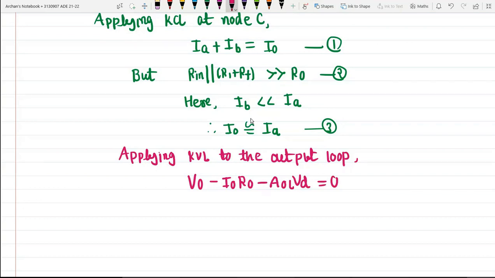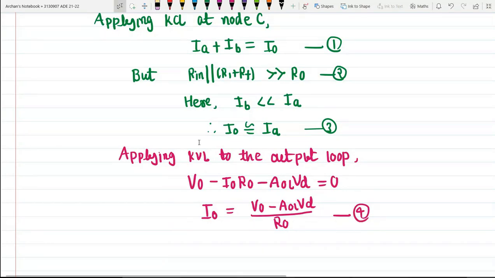Okay, so this is an equation. Now from this equation we can find out the value of I0. So I0 is equal to (V0 minus AOL times Vd) divided by R0. Let us give this equation number 4. So I0 is known to us. Now let us try to find out the value of the difference voltage Vd.